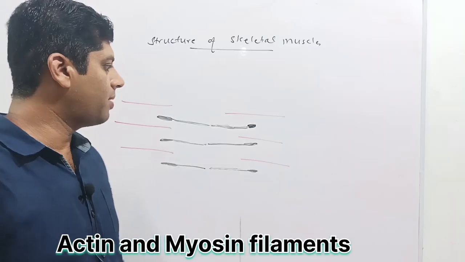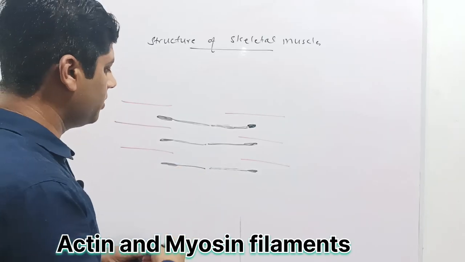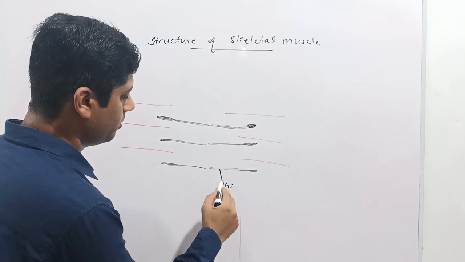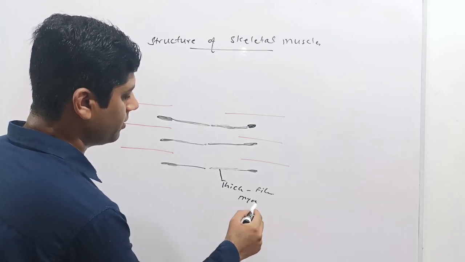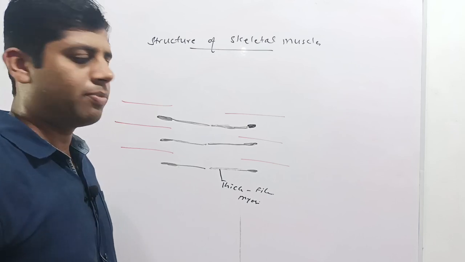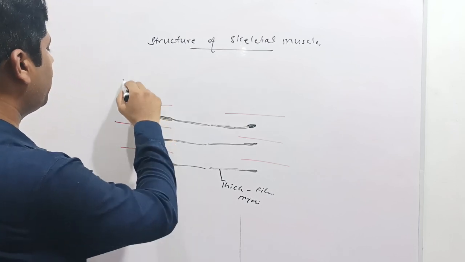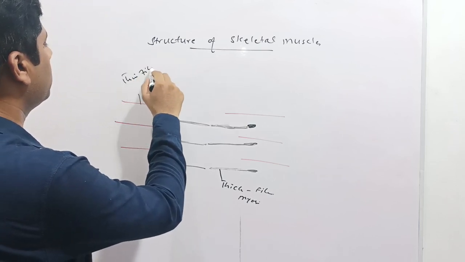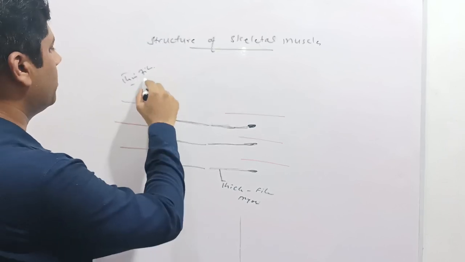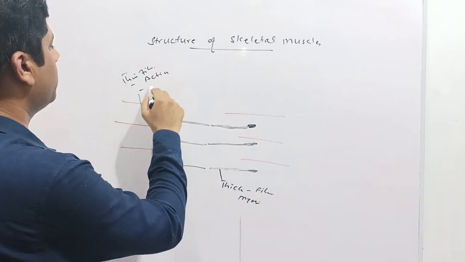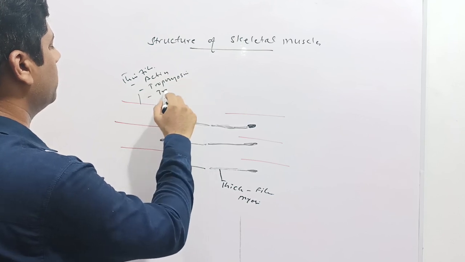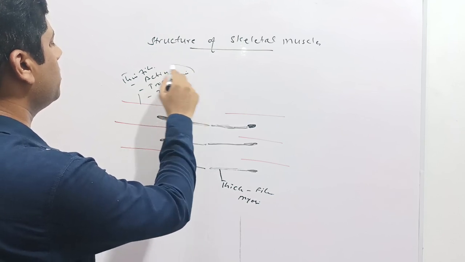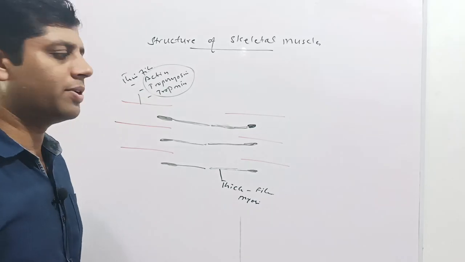If we consider this diagram of the thick and thin filaments, these are the thick filaments. Thick filaments are also called myosin filaments because thick filaments are made up of myosin, and these are thin filaments. Thin filaments are made up of 3 proteins, the actin, the tropomyosin and troponin. These 3 proteins actually constitute the thin filaments.